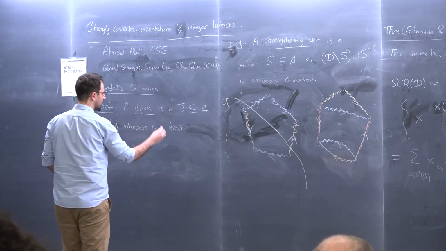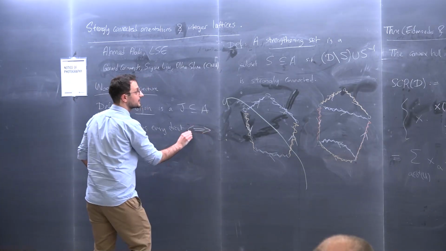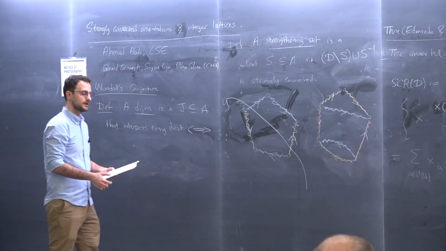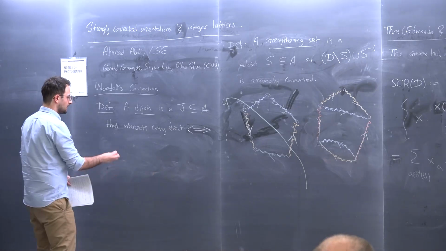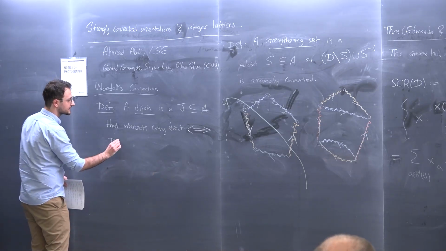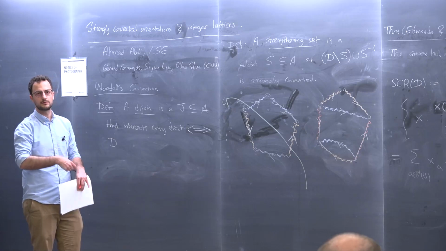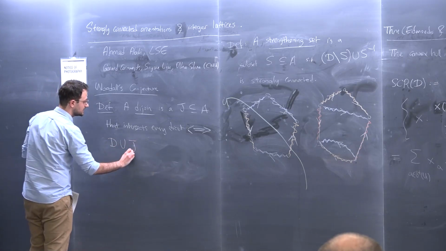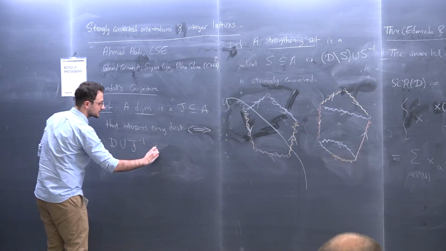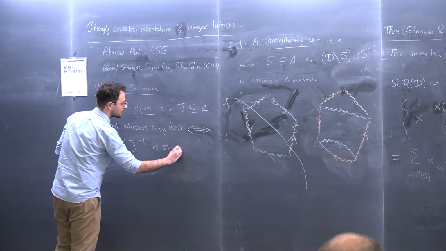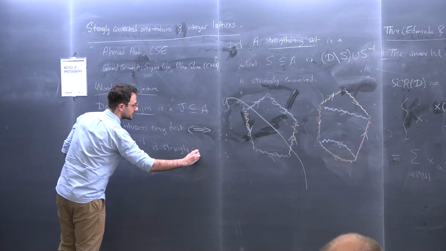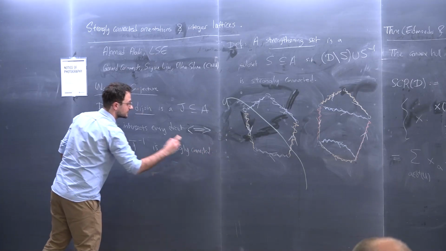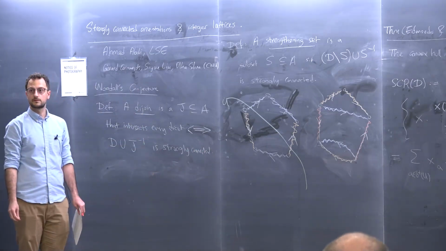There's another way of defining this, which allows you to relate it to strengthening sets. It's saying that these are a set of arcs so that if you bidirect them, the digraph becomes strongly connected. So D union J inverse is strongly connected. These two concepts are equivalent. These two definitions are equivalent over here.